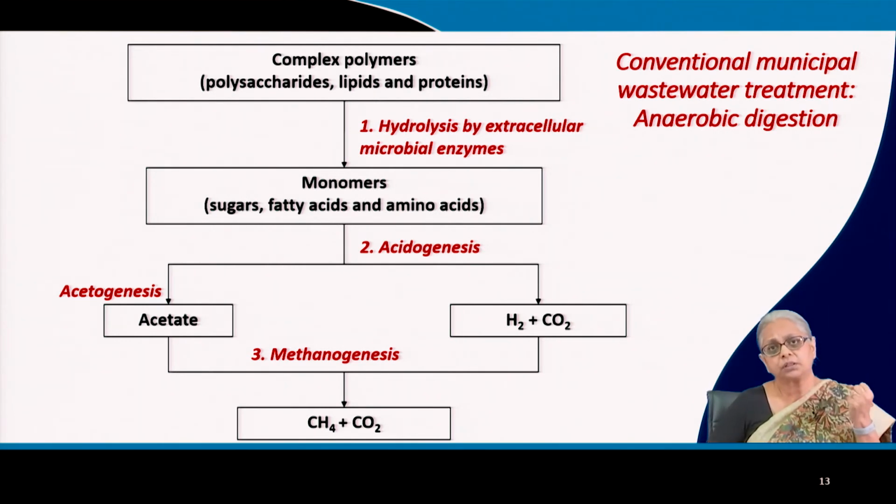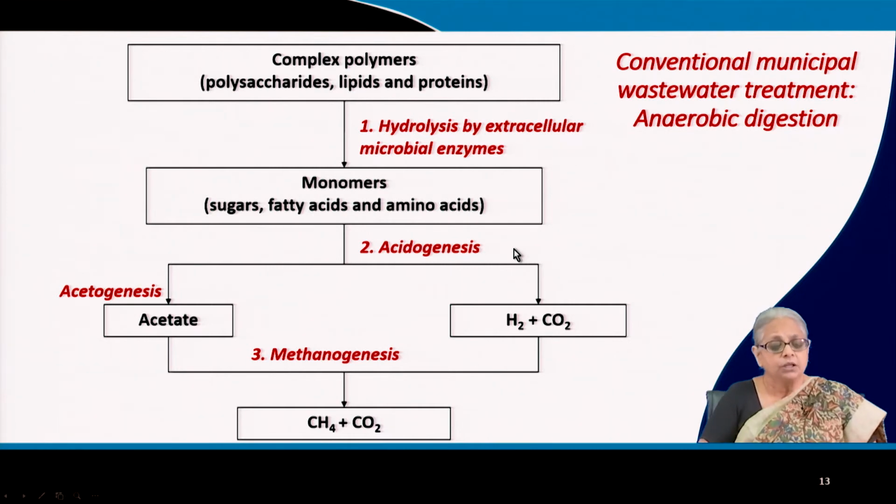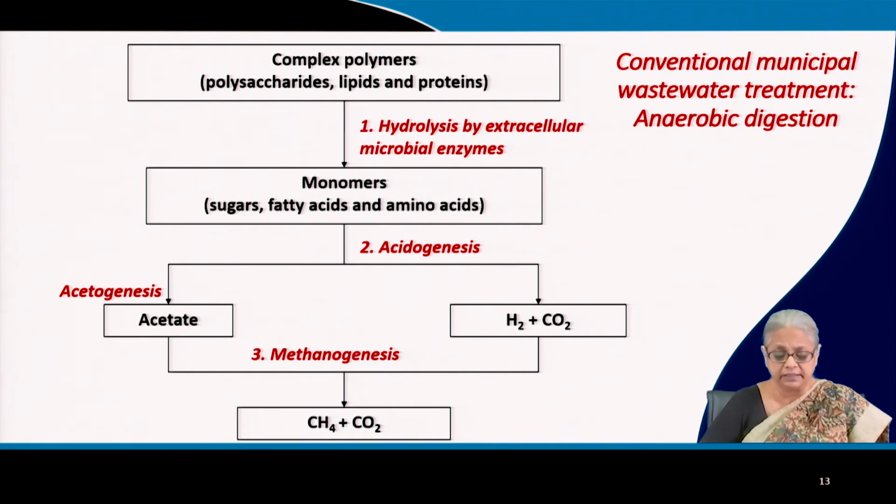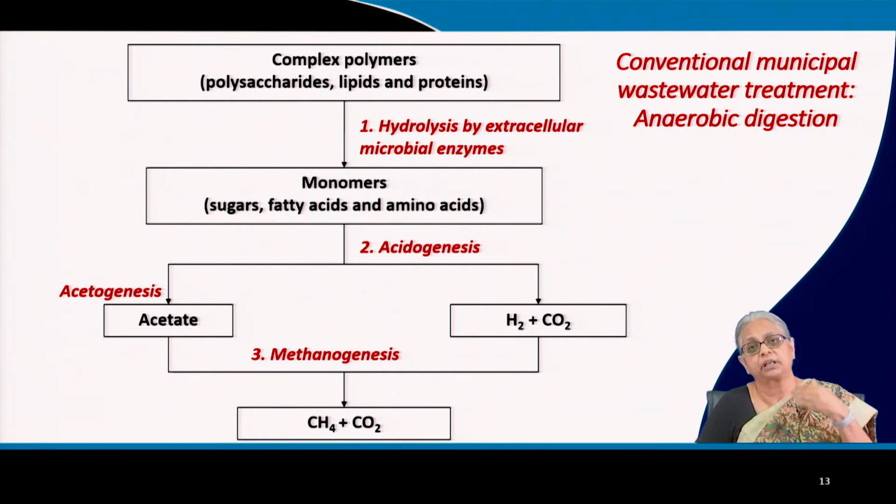Remember that the bacteria cannot take up any of the large polymers. So the first thing that has to happen is hydrolysis by extracellular microbial enzymes, and the end product in that will be monomeric units; basically you'll get sugars, fatty acids, amino acids, and so on. These monomeric units can then be taken up by the bacteria. And the next step is what is called acidogenesis. So acidogenesis, no details are shown in this graphic. You actually get the production of volatile fatty acids, and these volatile fatty acids are further broken down. So you will get propionic acid, butyric acid.